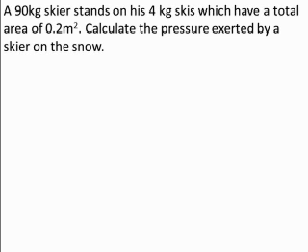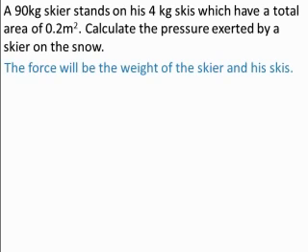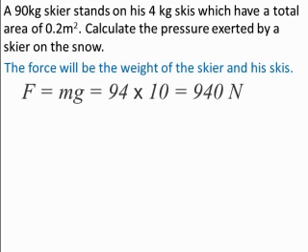Again, hopefully you paused the video. Here we go. The force will be the weight of the skier and his skis. Now remember, to calculate weight, you just take the mass and multiply by the acceleration due to gravity. So the mass is 94, 90 plus 4. Acceleration due to gravity is 10, so 940 newtons is the force.